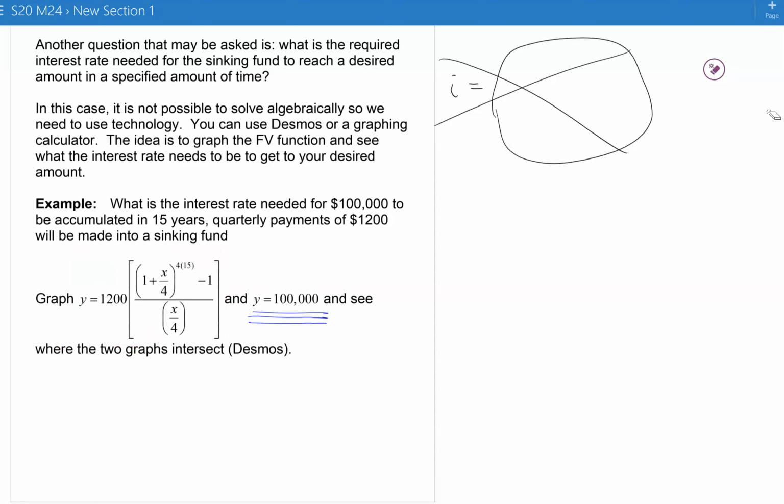So make sure you're seeing where all the parts of the formula come from. The $1,200 is the payment amount. Then here we have the 1 plus. Then this will be our interest rate R. It's quarterly payments, so we're dividing by 4. Quarterly payments times 15 years, so that's going to be 4 times 15 for how many times you compound. Subtract off the 1 and then divide by that same interest rate.